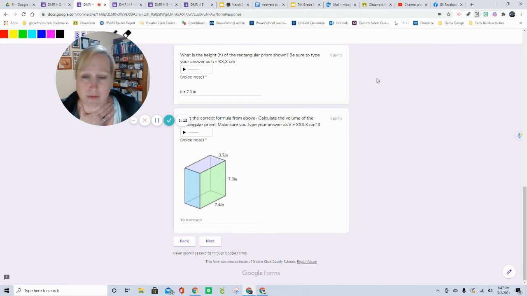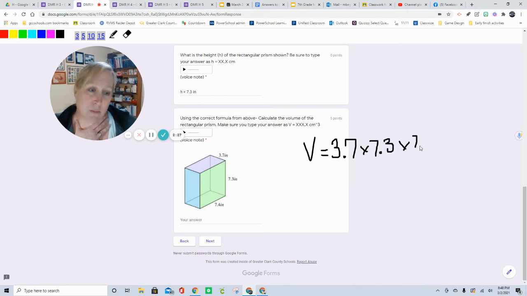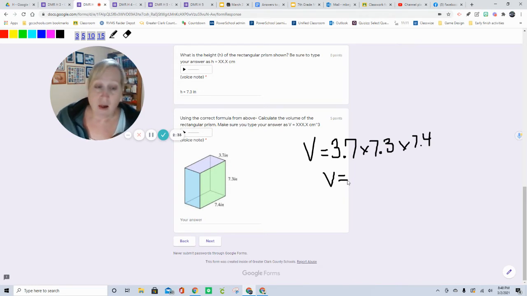I'm going to hopefully be able to write so that you guys can read it. Volume equals 3.7 times 7.3 times 7.4. Go off to the side of your page, grab that Desmos calculator if I'm allowing it, and calculate to figure out what the answer to all of those are.